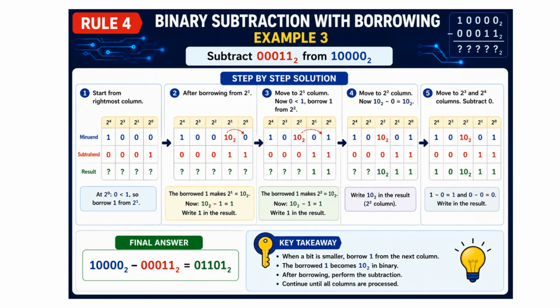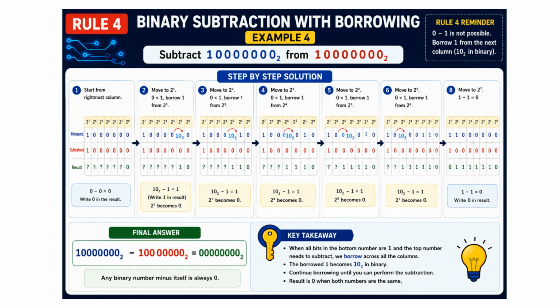Let's look at another example. With multiple borrowing, we need to subtract 00011 from 10000. Start from the rightmost bit. Since 0 minus 1 cannot be done, we borrow from the nearest 1 on the left. The borrow passes through the 0 columns until it reaches the last bit. Continue subtracting, 1 column at a time. The final answer is 01101. This example shows that a borrow can travel through several columns before the subtraction is completed.